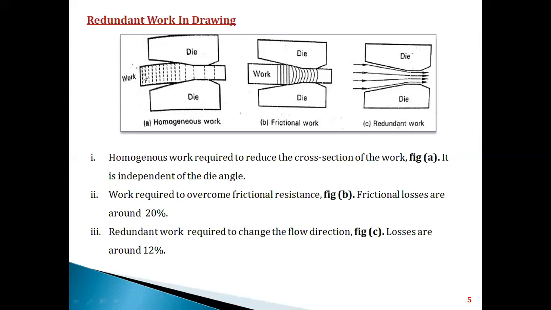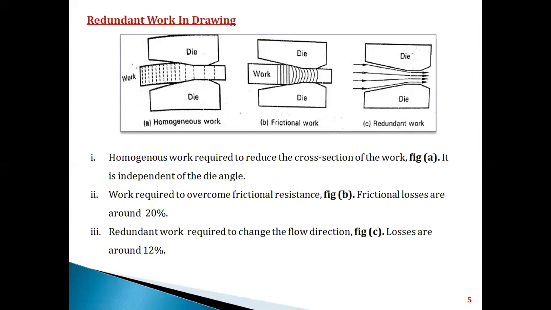Apart from this, there are some chances that, if you observe the three sketches here, the work material workflow lines are uniform in the first figure. Then at the die, where the workpiece metal comes into contact, the workflow lines have been staggered, curved, and here you can see they have been bent to some angles. So what is all this? Let us discuss one by one.